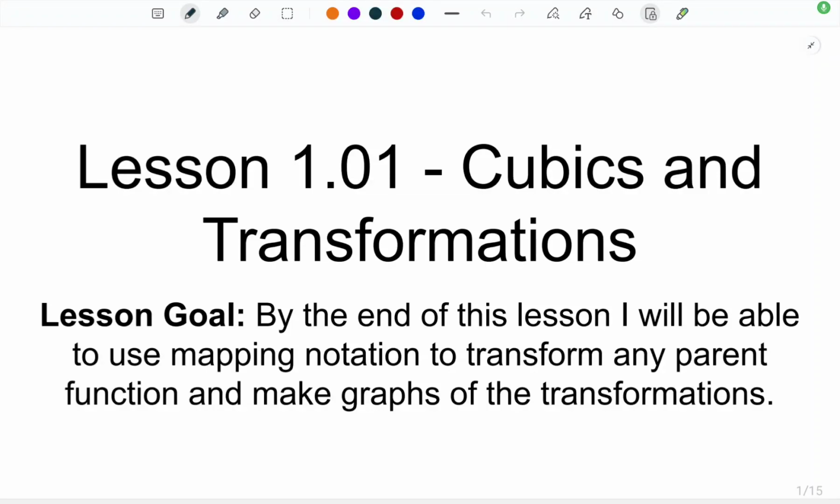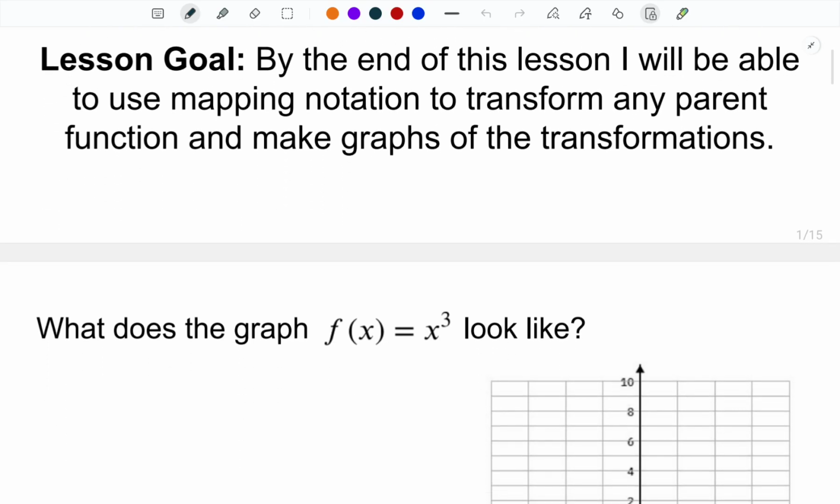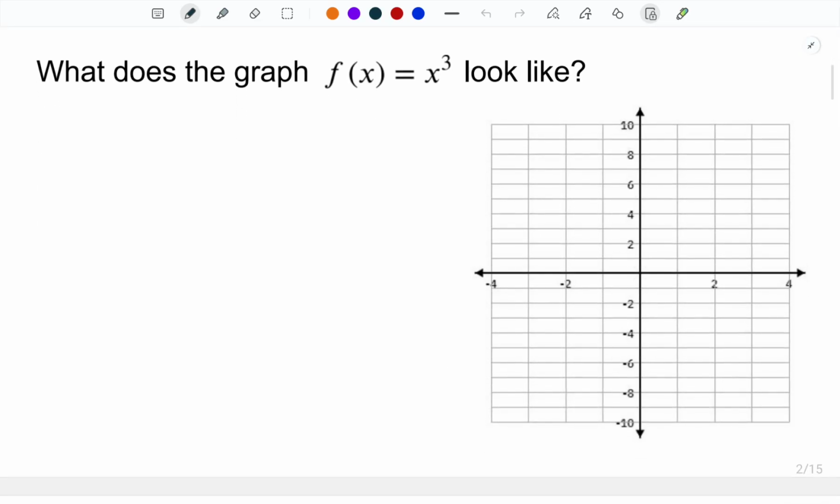At cubics and transformations, I'm really just looking at a review of grade 11 material in the context of a new kind of function, a cubic function. So let's see what we have in store. We've got here f of x equal to x cubed. I just want to know, what does the graph look like? In grade 11, you may not have looked at this. You looked at quadratics, square roots, absolute values, sine and cosine, exponentials, but this might be a new one.